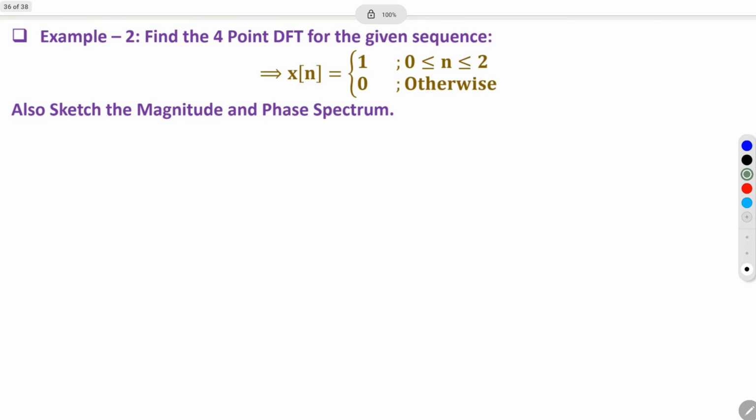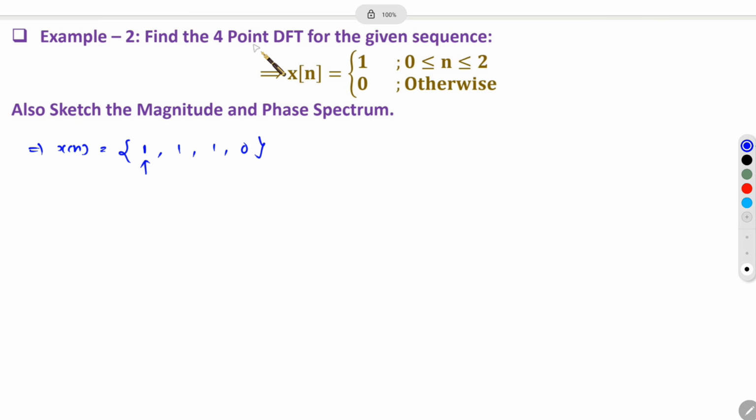In the second problem, we need to determine the 4-point DFT of the given sequence. First of all, we need to represent this given sequence in the form of 4 points. Here, if you observe, x of n is equal to 1, where n ranges from 0 to 2. So it will be 1 at n equals 0, then at n equals 1, then at n equals 2. So 0 to 2 has the value one. Elsewhere it is 0, so the fourth point is 0 over here.